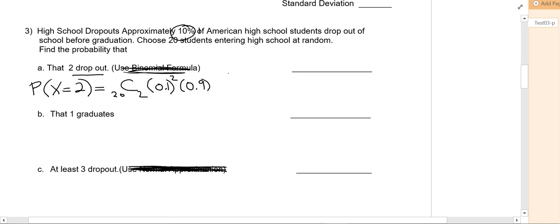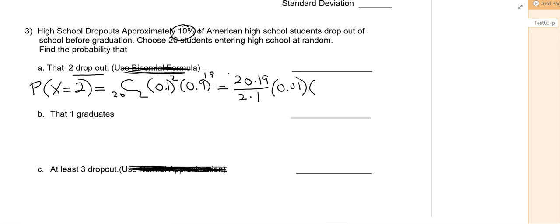These 2 probabilities have to add up to 1. How many are not dropping out? Well, if there are 20 students and 2 are dropping out, that means 18 are not. Now you clean this up by doing the calculations. C of 20 pick 2 is a combination pick 2, meaning no order, correct? So 20 times 19 divided by 2 times 1. I'll use the fancy calculator. Then I'm multiplying that by 0.01. Just doing the math here. And then 0.9 raised to the power of 18. Yeah, to the exponent of 18.